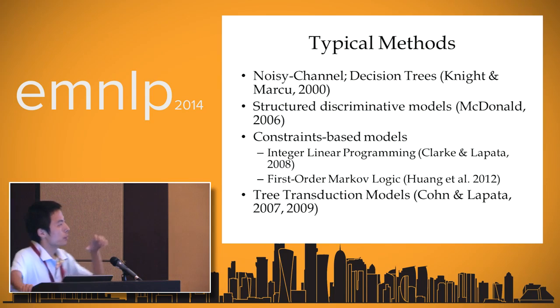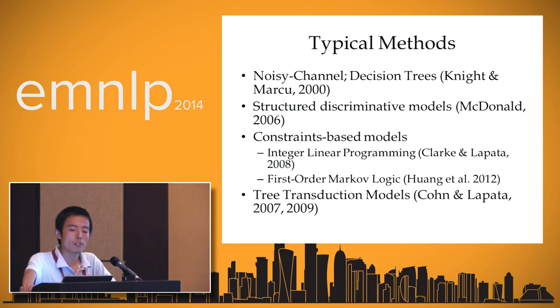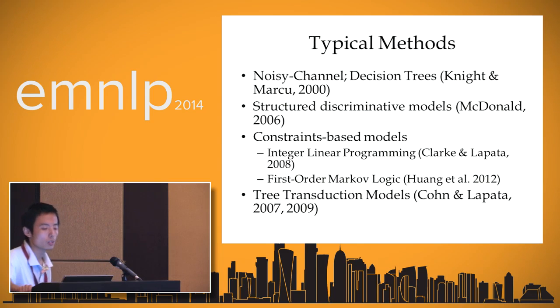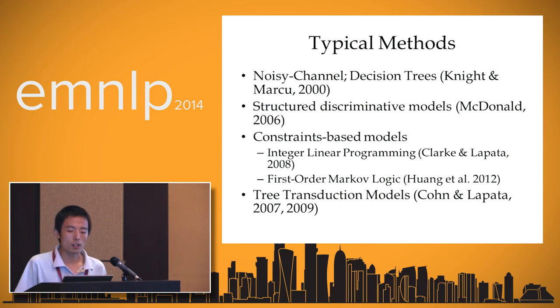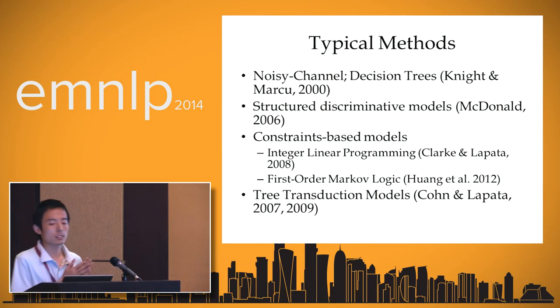In previous works, the pioneer work is Knight and Marcu 2000. They use a noisy channel model, which is a generative model, and a decision tree, which is a discriminative model, to do the compression work. Later in 2006, McDonald proposed a structured discriminative model, which tried to design features on the compressed sentence and their relation to the original sentence, based on linear classifiers. And this showed good results.